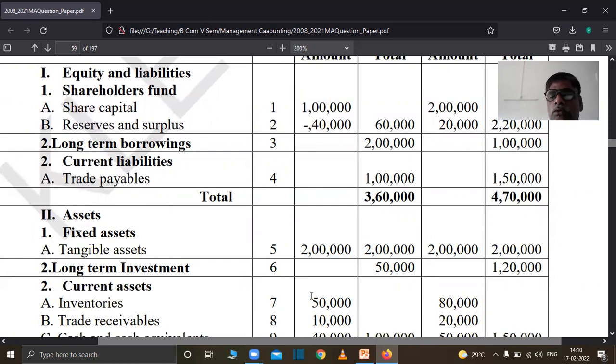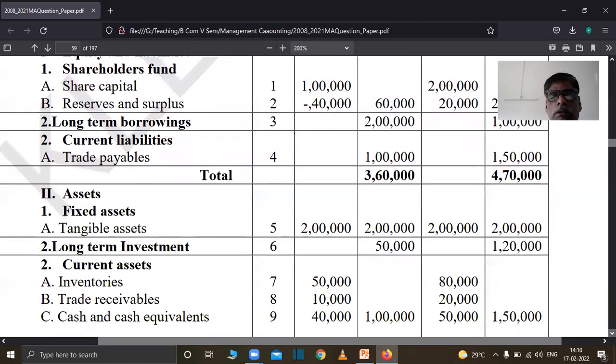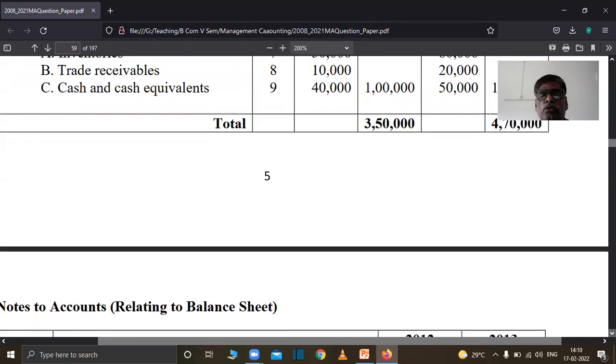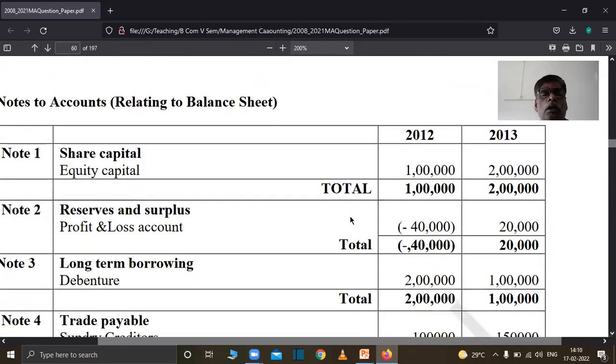Then current assets you take in the schedule of changes in working capital. Inventory, trade payable, cash and cash equivalent. And you see the notes. In the notes, share capital is there, 1 lakh, 2 lakh. So 1 lakh increase is the source of fund. That is the issue of share.